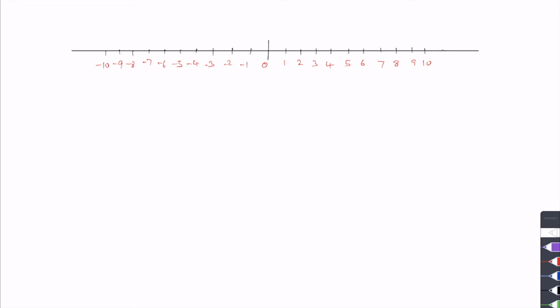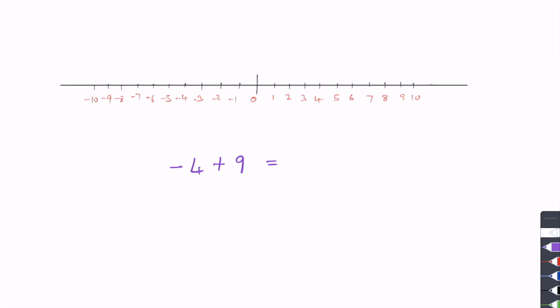Okay, let's have a look at this question. So we'll say 5 minus 7. So if we start at the number 5 and we want to take away 7, well, you're going to jump back 1, 2, 3, 4, 5 to get to 0. 6, 7, the answer is minus 2.